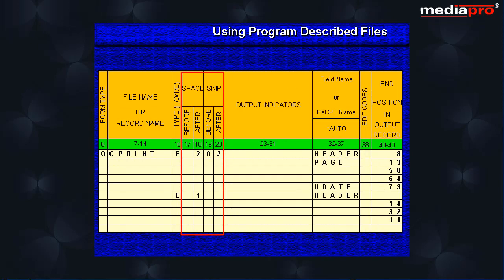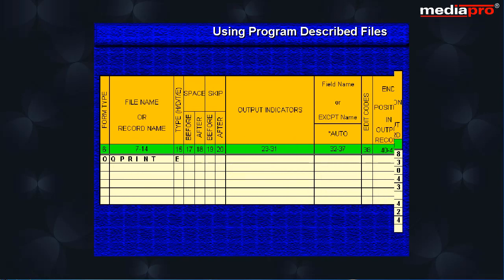Positions 17 to 22 are used to specify the spaces and skip entries. These entries are used to position a line of record in the report. Space is like hitting the return key. It causes the printer head to advance a certain number of lines. You can specify 0, 1, 2 or 3.